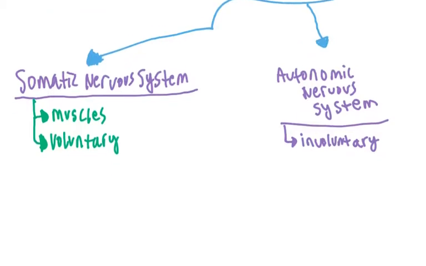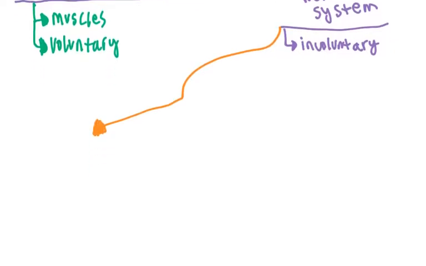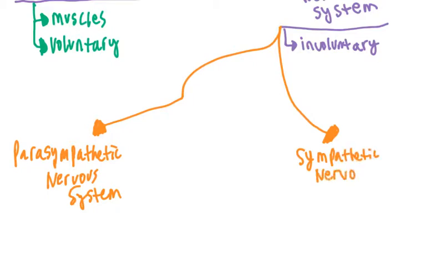And so then, even further down our autonomic nervous system, we have two more divisions. Our autonomic nervous system divides into the sympathetic nervous system and the parasympathetic nervous system. All right, so the parasympathetic nervous system, let's write that down here. Sympathetic nervous system, and the parasympathetic nervous system. All right, so those are the two branches of the autonomic nervous system.